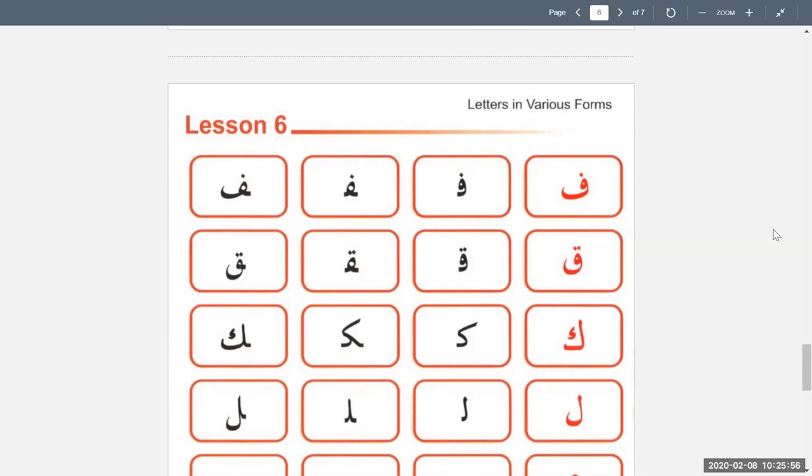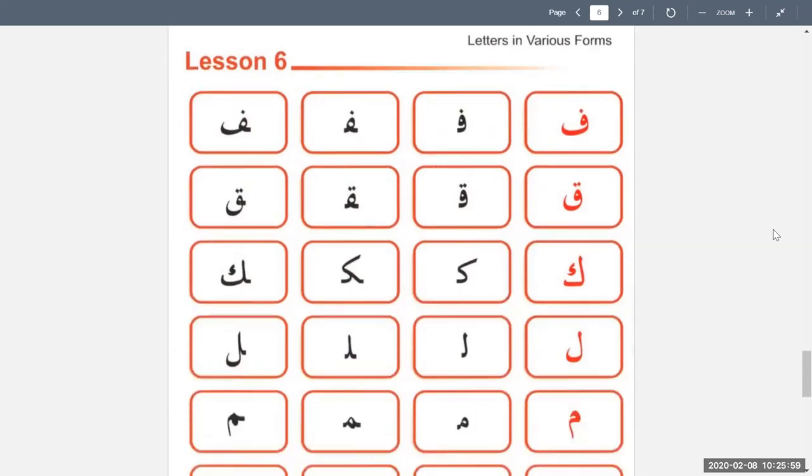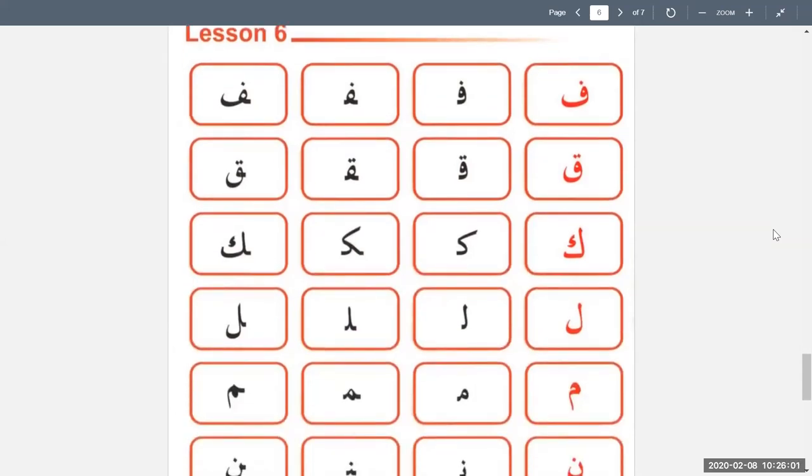Okay. I had thought that fa was under the line originally. Or over the line, I mean. Yeah, it goes under the line. Okay, our next one is calf.